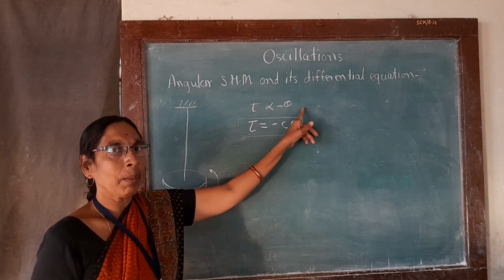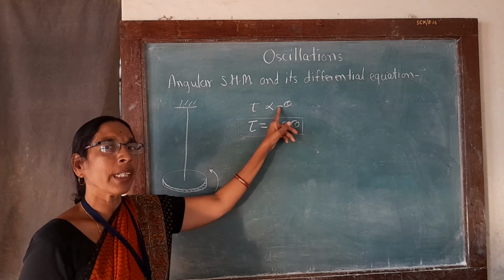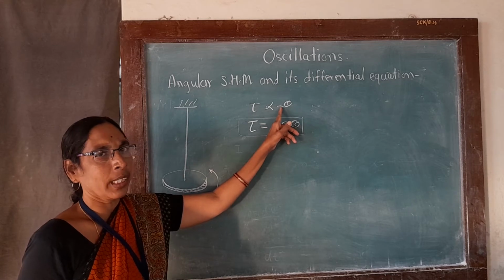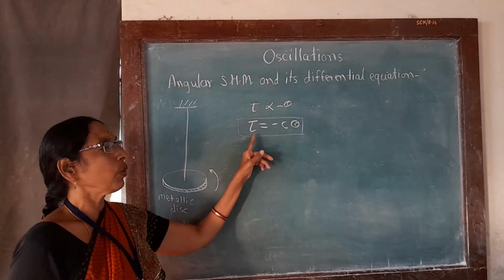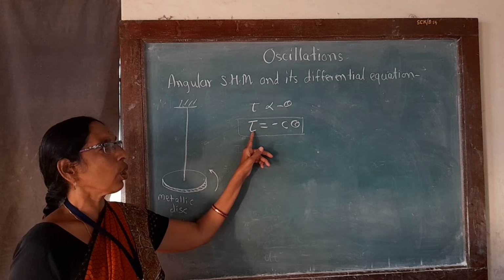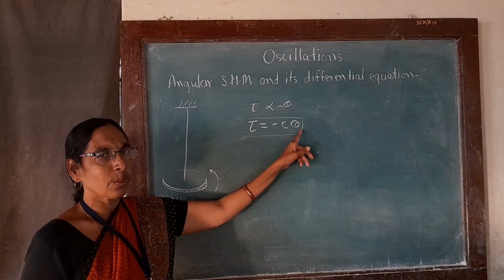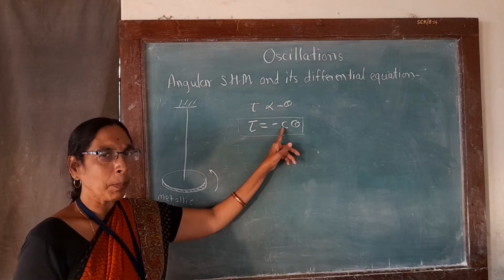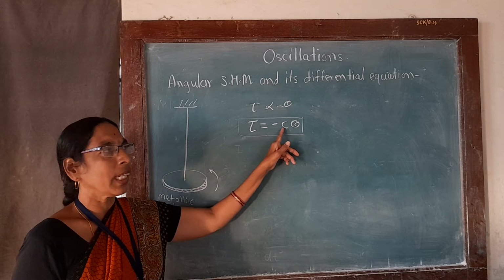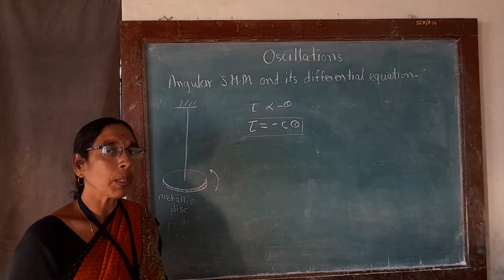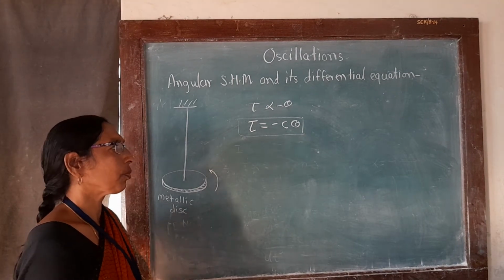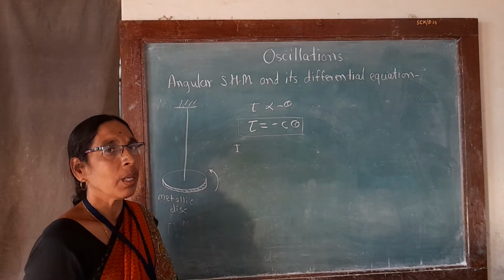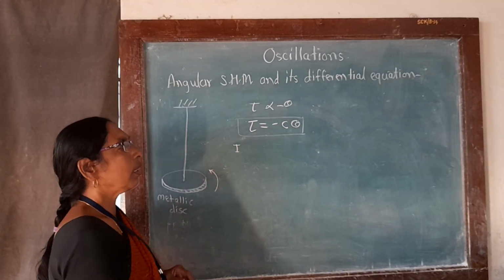Tau and theta are proportional to each other, and the negative sign indicates that this torque and angular displacement are oppositely directed. So from this equation we can also write this restoring torque tau is equal to minus c into theta, where theta is the angular displacement and c is the proportionality constant, which is called restoring torque per unit angular displacement.